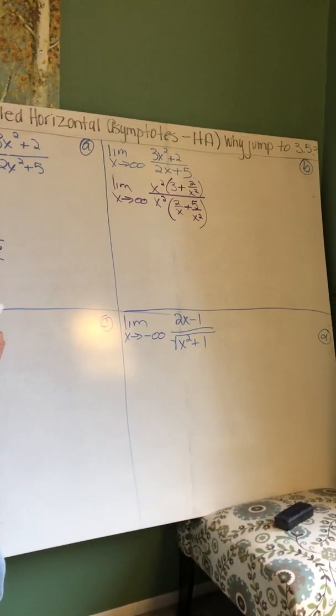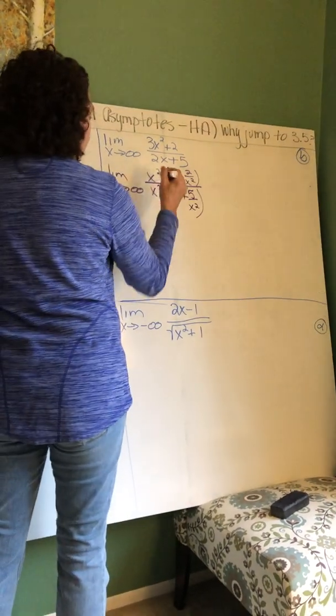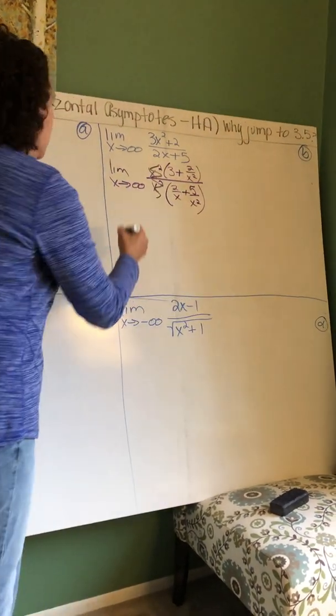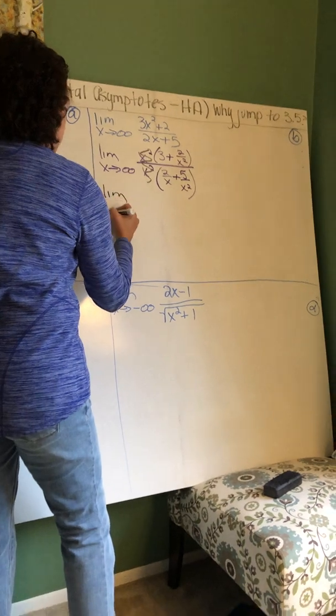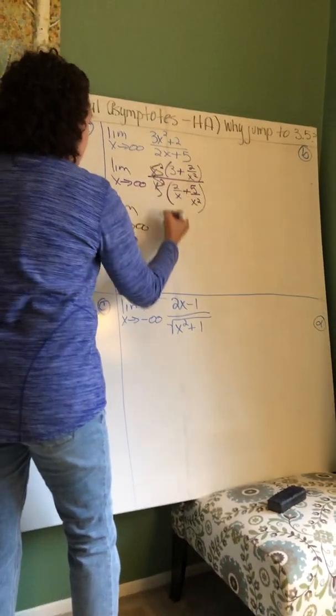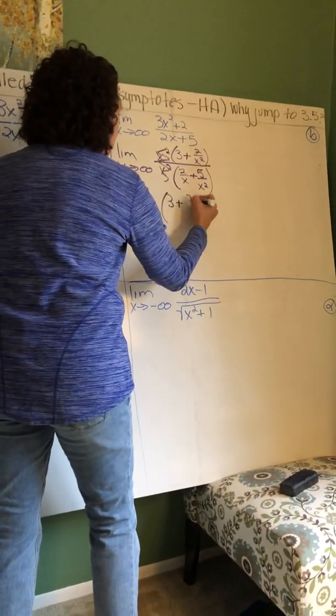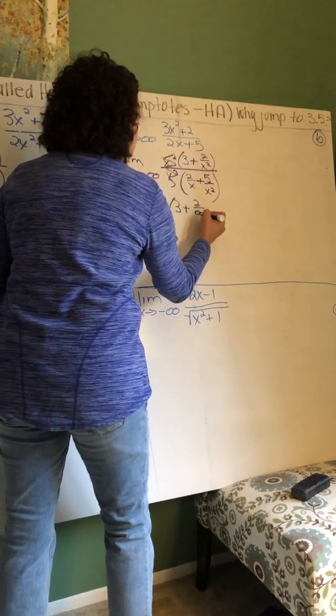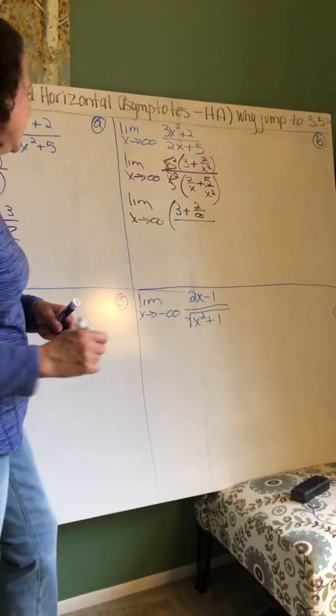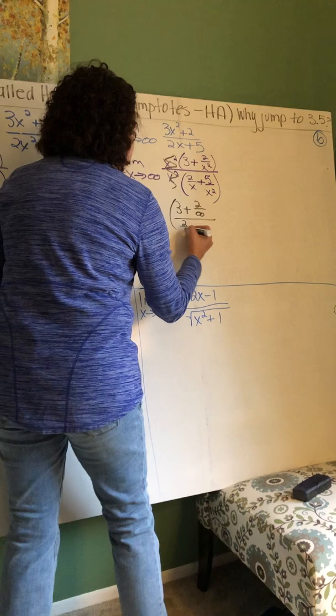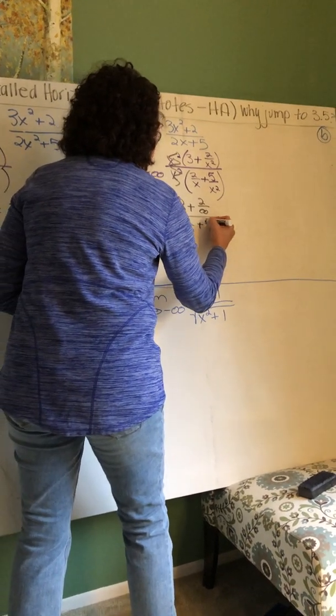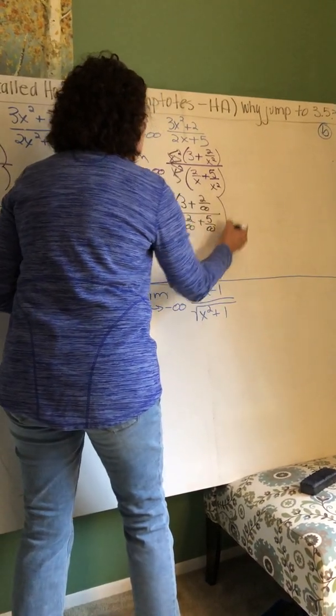Once again, you can see the consistency that we have here. The x squareds cancel out. Let's do direct substitution. 3 plus 2 over, that would be infinity squared. That's still infinity. 2 over infinity plus 5 over infinity squared.